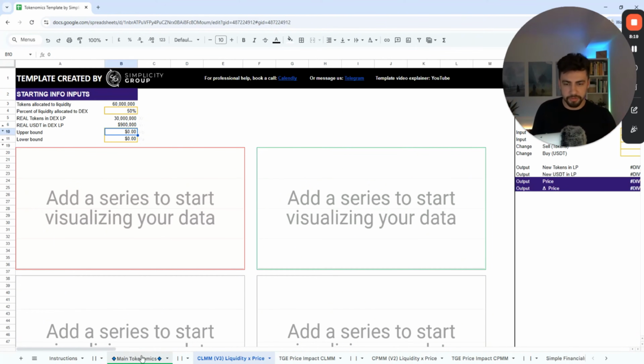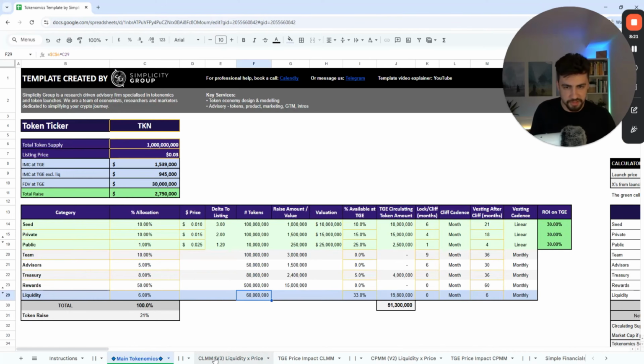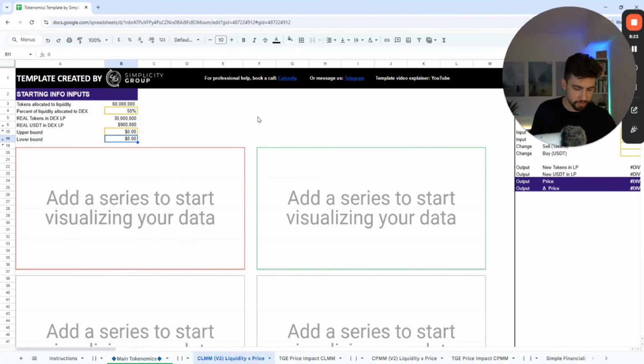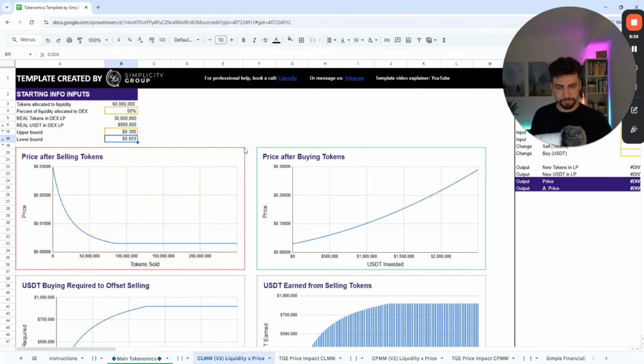Now, let's say for the upper bound, of course, our price is 3 cents. Maybe let's make the lower bound 0.003, right? So 10 times lower. We can do that just to see that. And then let's say the upper bound is maybe 10x higher, so 0.3. And there we go. Here we have our bonding curves.